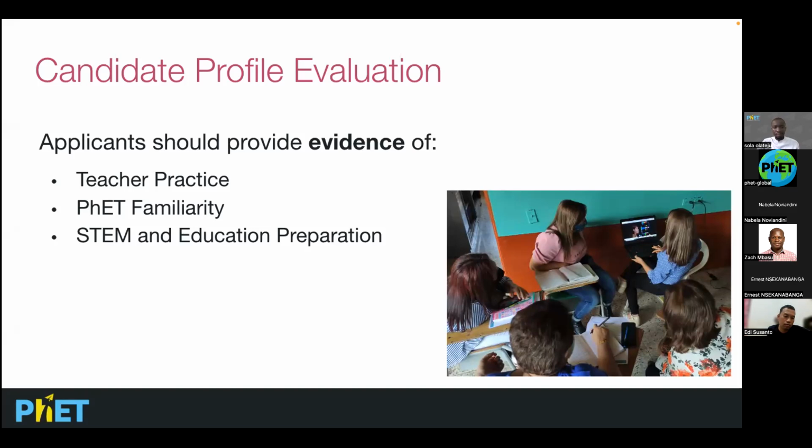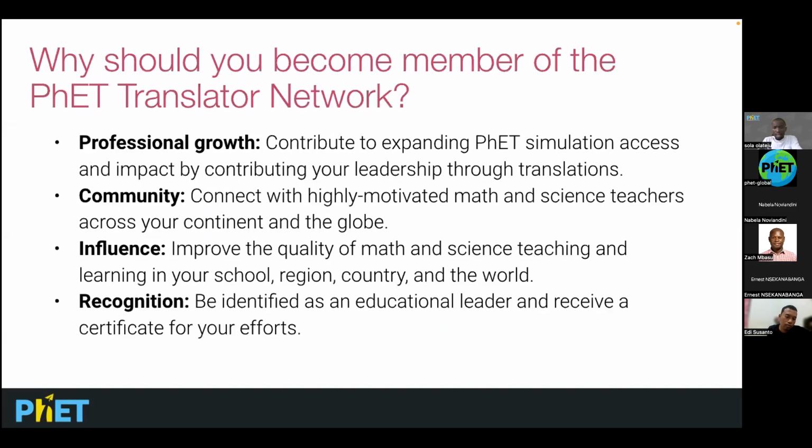and STEM and education preparation as well. If you have some bit of background, those are some of the things we're going to consider and just look at. Why should you be a member of the network?